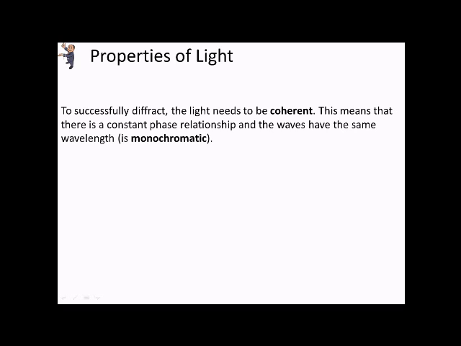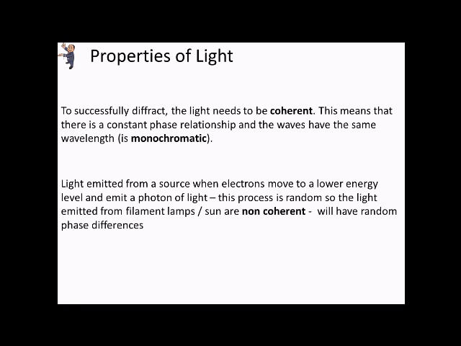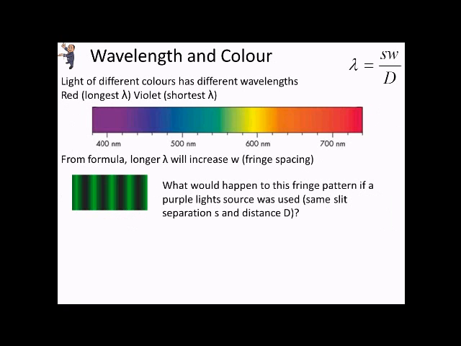So to successfully diffract, we need to make sure that the light source is coherent. This means that there's a constant phase relationship and the waves have the same wavelength. That means it's the same colour. So the light that we generally use in Young's double slit experiment is a laser, as this provides a coherent light source.